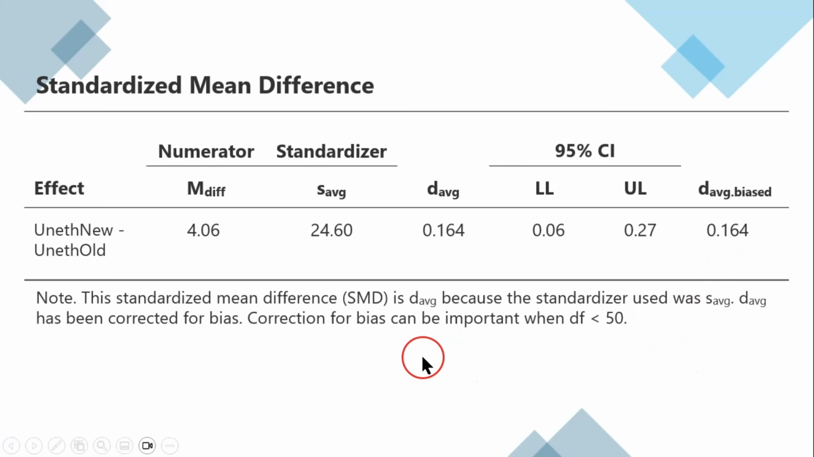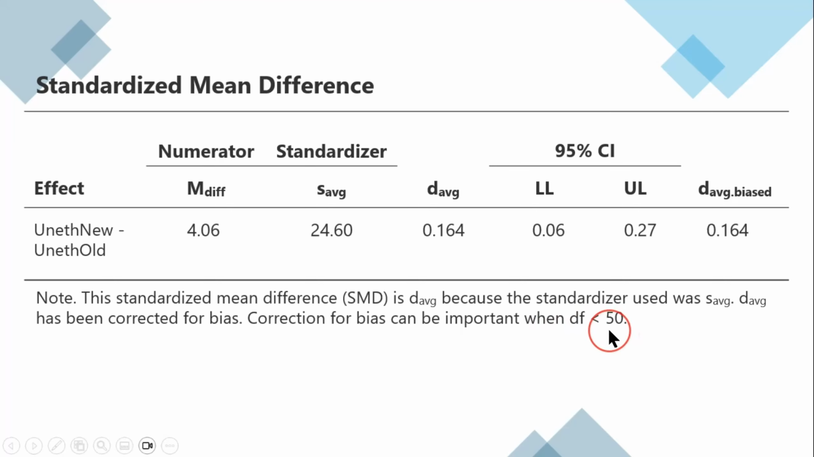If you look down below here, there's a note here. This standardized mean difference is D average because the standardizer used was the S average or SD average. The D average has been corrected for bias. Correction for bias can be important when the degrees of freedom, basically the sample size, is less than 50.